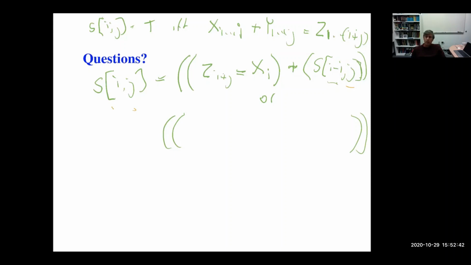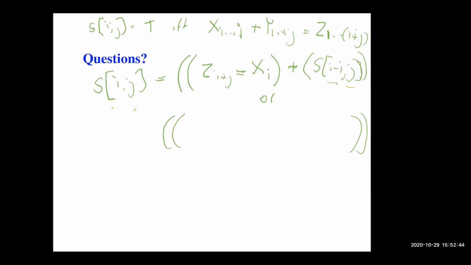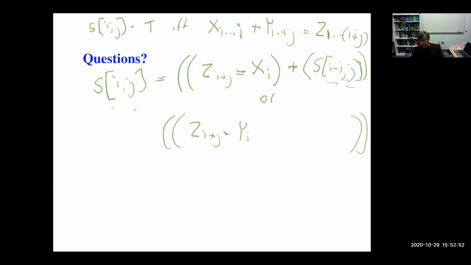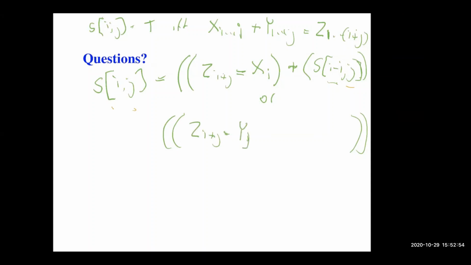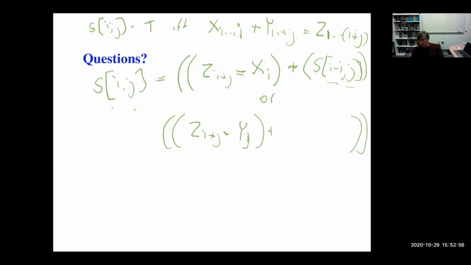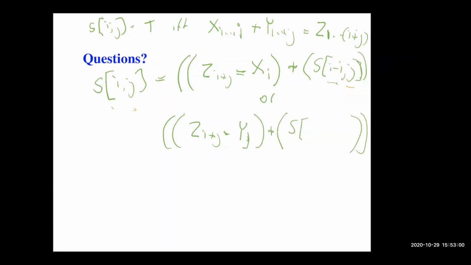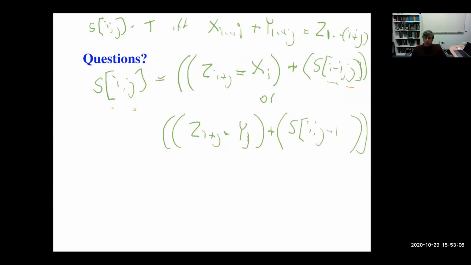Z of I plus j is equal to y sub j, and S of I, j minus 1. Does everybody see that this is my recursive algorithm?